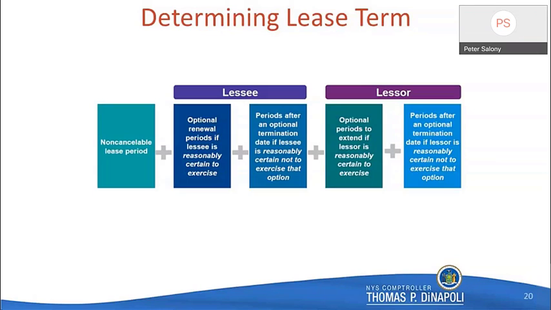Start with a non-cancelable lease period, and you add any optional period to extend if the lessor is reasonably certain to exercise, and add any periods after an optional termination date if the lessor is reasonably certain not to exercise that option.